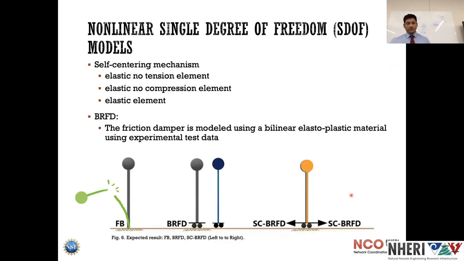The self-centering mechanism, also created in OpenSees 3D, uses an elastic no-tension element, an elastic no-compression element, and pure elastic elements. From the characterization tests earlier, we fit the test data into a model of the BRFD. We modeled it as a bilinear elastoplastic material. Here are some drawings of what is expected, an exaggeration of what you can expect after an earthquake passes. Your fixed base would show a lot of displacement, maybe fail, some damage. The BRFD base would show no damage, but it will be offset, so maybe you won't be able to get into your facility. And then the self-centering BRFD would come back to its original position.